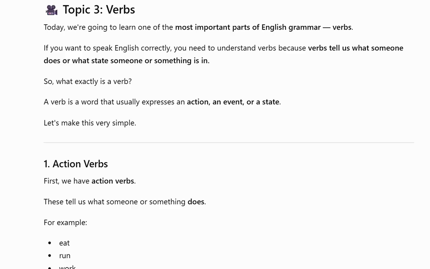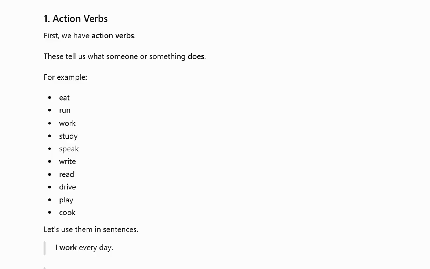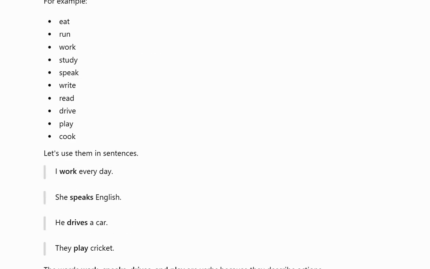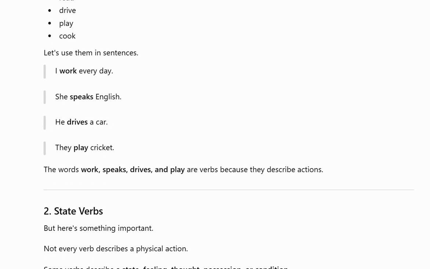Let's make this very simple. Verbs. First, we have action verbs. These tell us what someone or something does. For example, eat, run, work, study, write, read, drive, play, cook. Let's use them in sentences. I work every day. She speaks English. He drives a car. They play cricket. The words work, speaks, drives, and play are verbs because they describe actions.